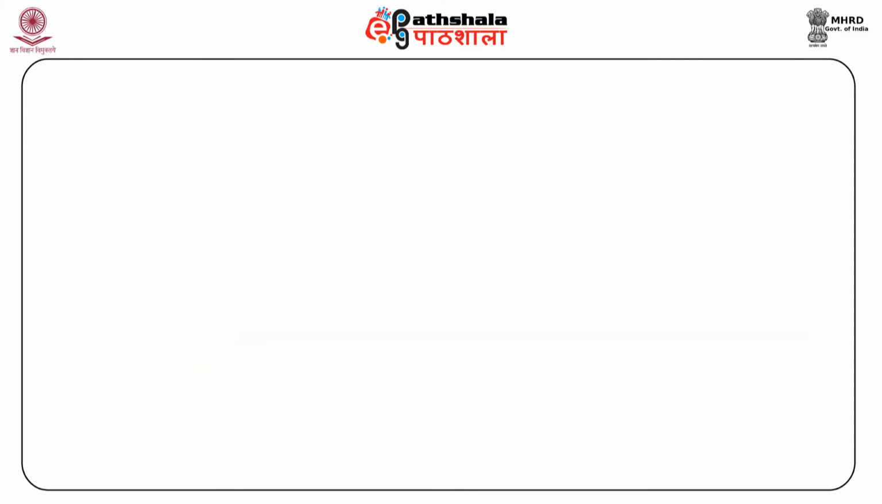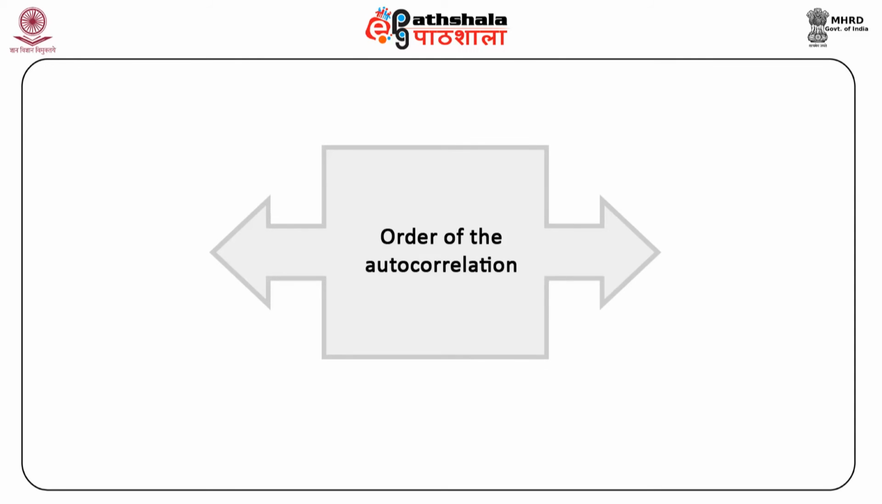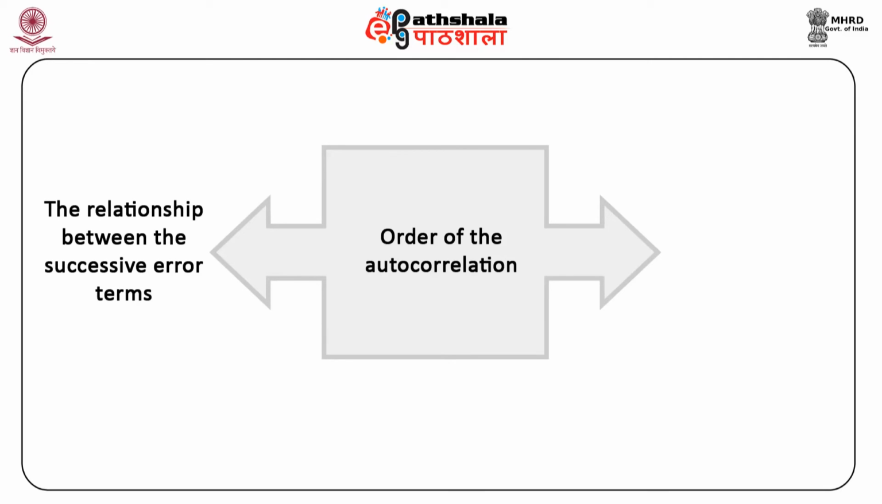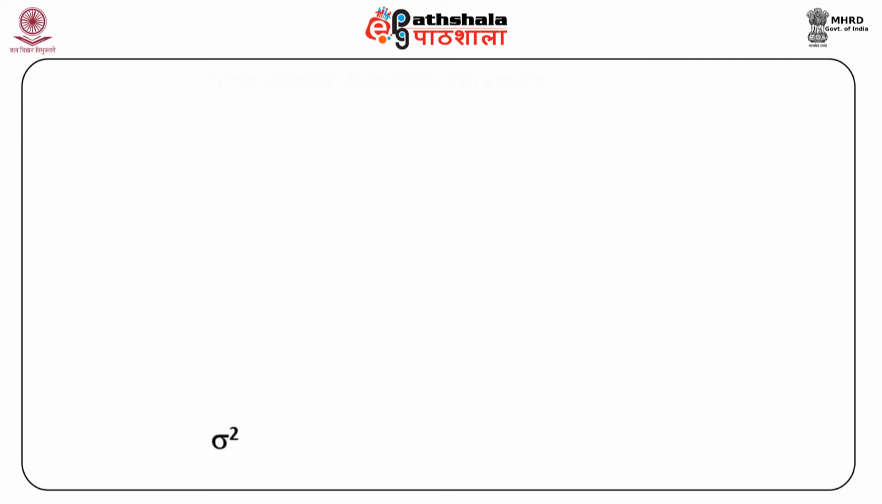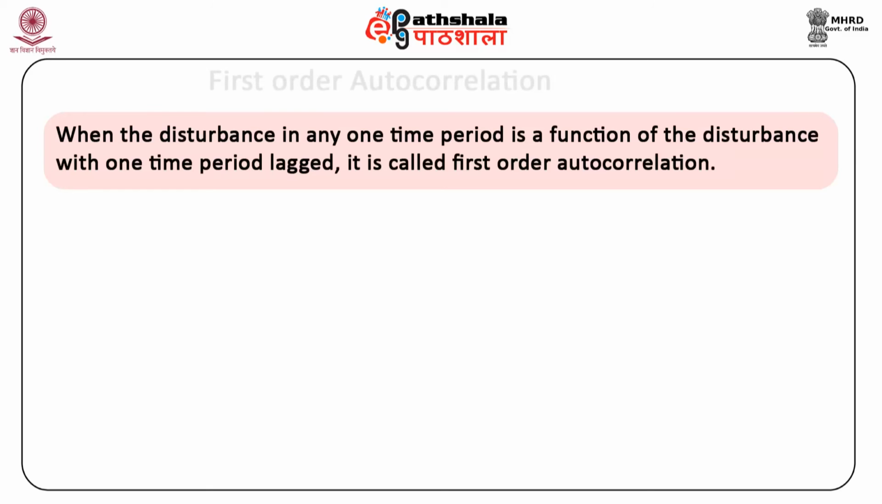Now we will study the order of autocorrelation, which is decided on the basis of the following: the relationship between successive error terms, and the number of lags with which the disturbance in a given time is a function of the disturbance in the previous time periods. Let us start with the first order autocorrelation. When the disturbance in any one time period is a function of the disturbance with one time period lagged, it is called first order autocorrelation.